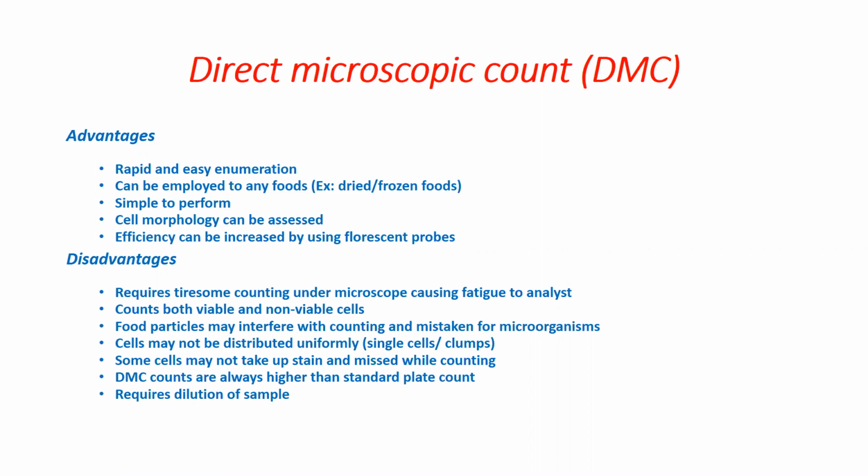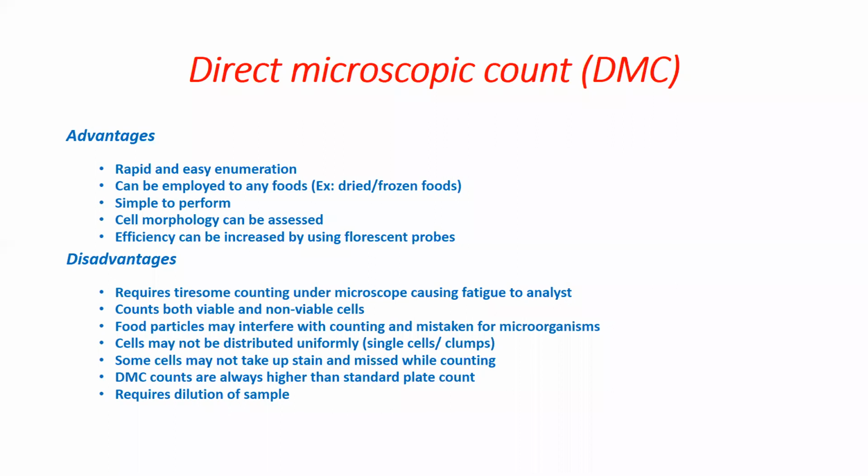Then the food particles may interfere with counting and be mistaken for microorganisms. While we are taking a sample from the food and directly preparing the smear on the slides, there will be some food particles also there along with the microbes, so that may interfere while we are counting the microorganisms. Then cells may not be uniformly distributed. Okay, there will be some clumps.